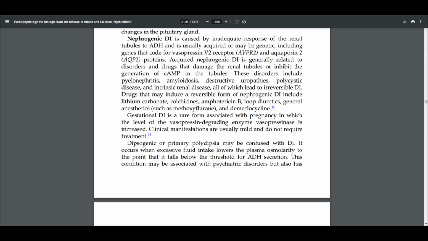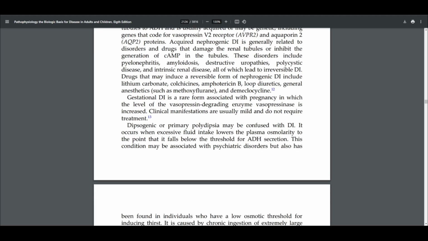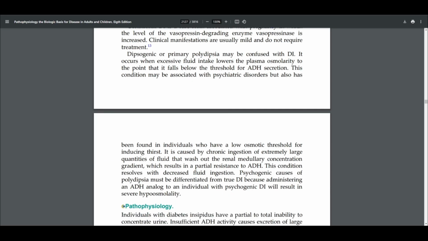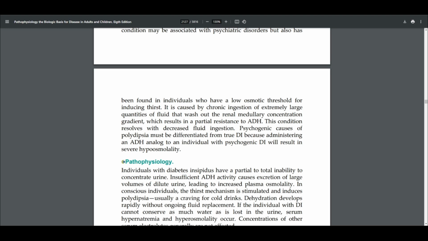Gestational DI is a rare form associated with pregnancy, in which the level of the vasopressin-degrading enzyme vasopressinase is increased. Clinical manifestations are usually mild and do not require treatment. Dipsogenic or primary polydipsia may be confused with DI. It occurs when excessive fluid intake lowers the plasma osmolarity to the point that it falls below the threshold for ADH secretion. This condition may be associated with psychiatric disorders, but also has been found in individuals who have a low osmotic threshold for inducing thirst.